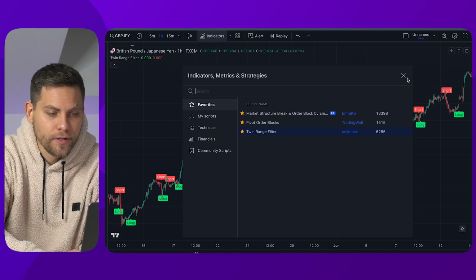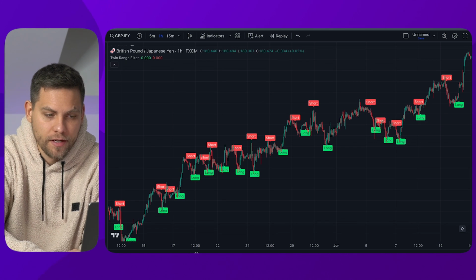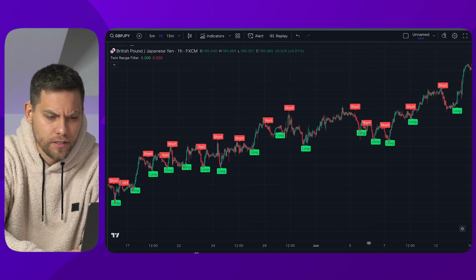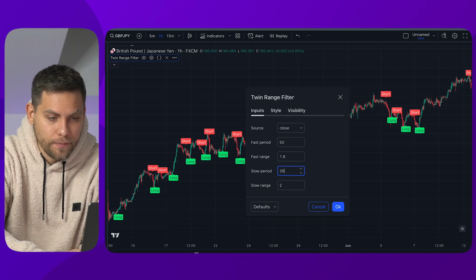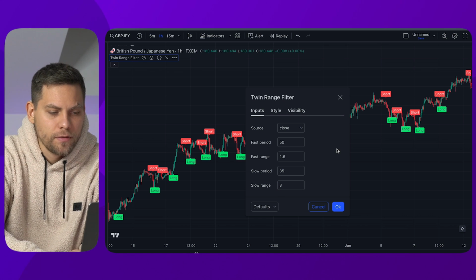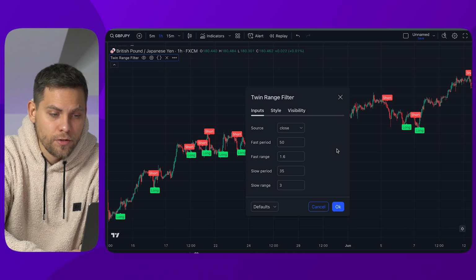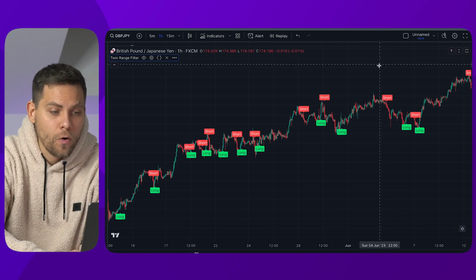Once the indicator is added, let's quickly review its settings and make any necessary adjustments. In the input section of the indicator, change the fast period to 50, the slow period to 35, and the slow range to 3. You don't need to make any significant style changes, so leave those settings as they are. After making your adjustments, click OK to proceed.